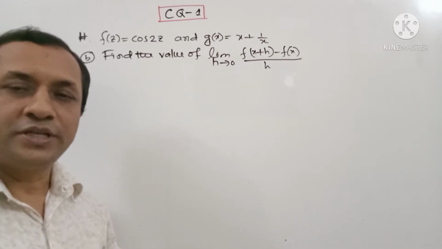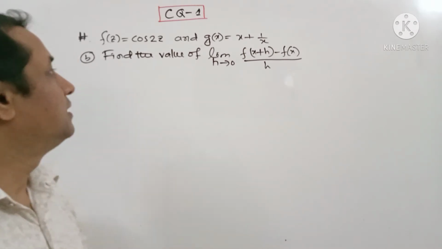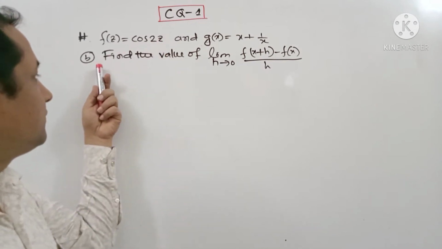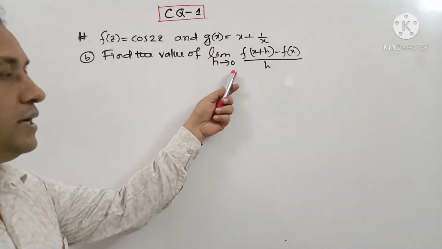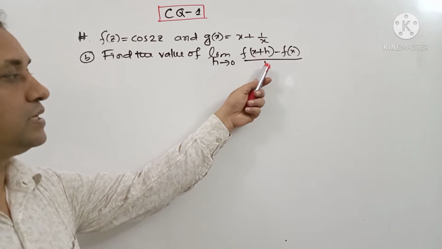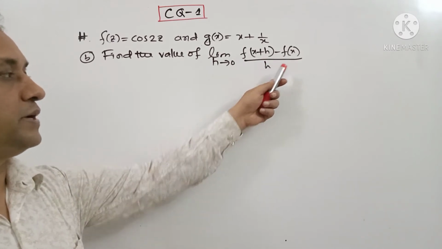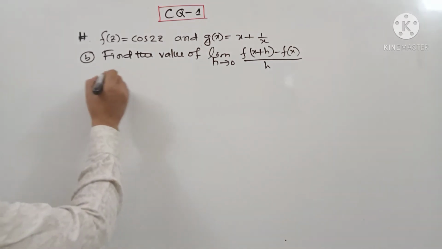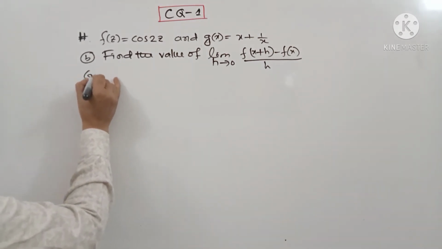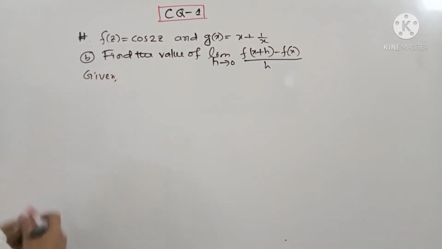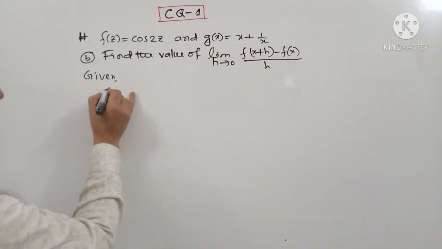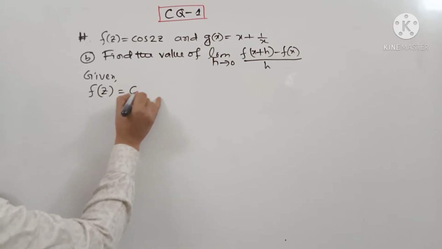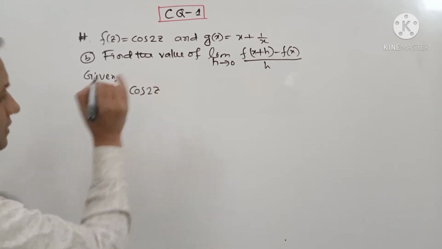Students, question number B. Given f of z equals cos 2z, find the value of limit h tends to 0 of f of x plus h minus f of x, by h. So here the given function is f of z equals cos 2z.